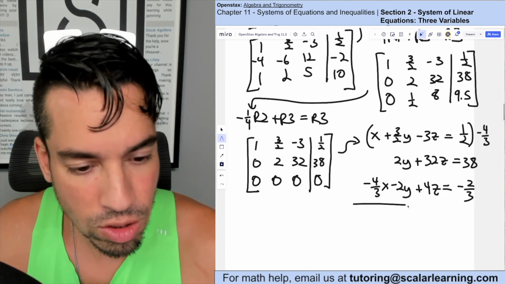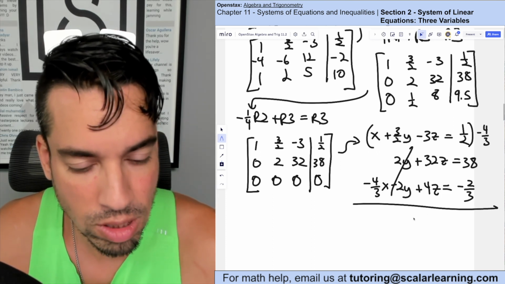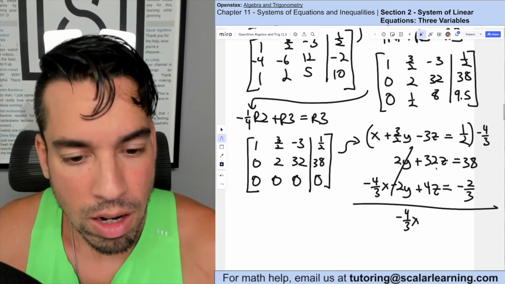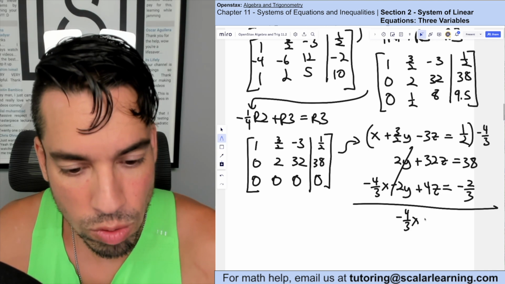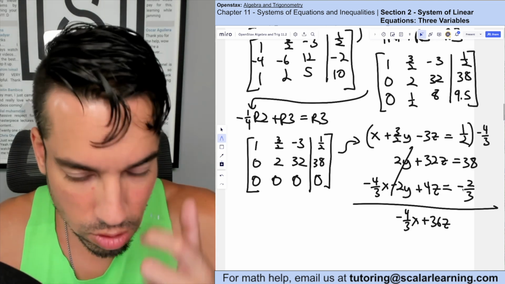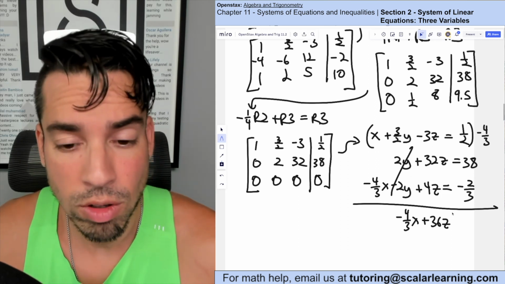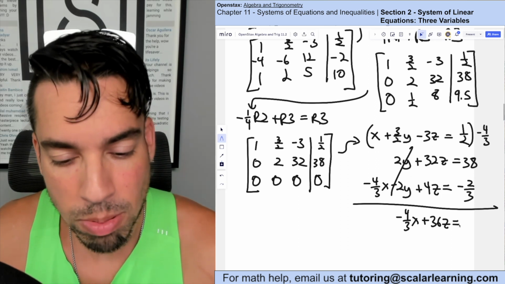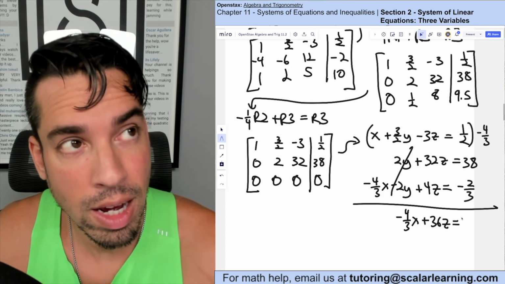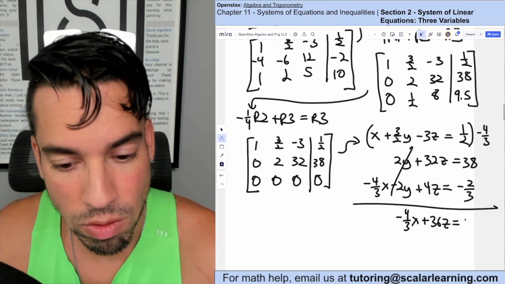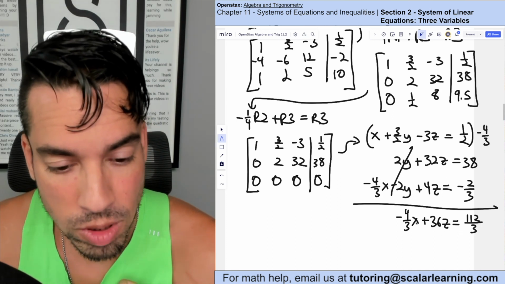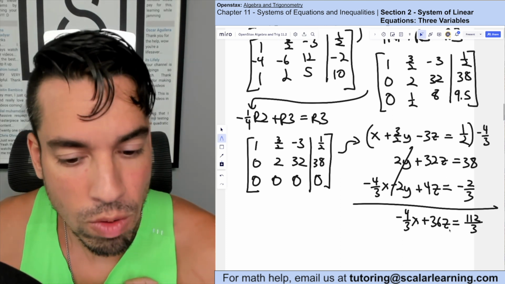Now if I add these equations together, check this out, this cancels out, and I get negative 4/3 x plus, let's see, 4 plus 32 is 36z is equal to 38 minus 2/3. That's 37 1/3. But I'm going to write that as an improper fraction. So 37 1/3, let's see, 3 times 37, 90, 21, 111, 112 over 3. All right, so what we're going to do is we're going to try and get z in terms of x here, okay? So I'm going to isolate z.